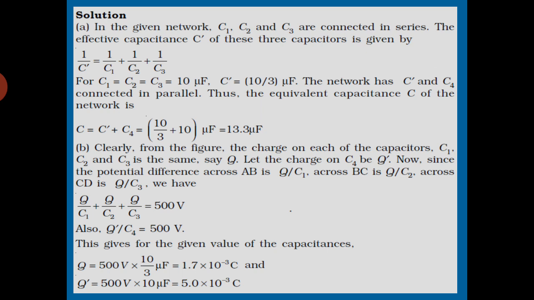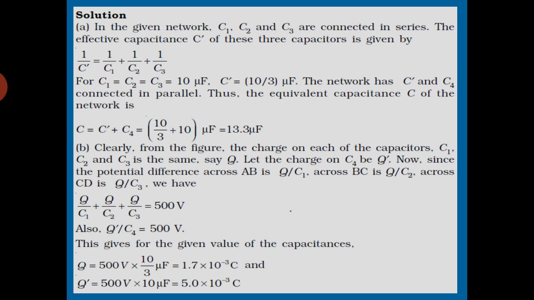Now in the second part, you are asked to find out the charge on each capacitor in the combination. Now the charge on each capacitor of the capacitors C1, C2 and C3 is same. Why is this same? Because they are in series combination. We know if a number of capacitors are connected in series, charge on each capacitor is same, but the potential is different. Clear? This concept is used here.